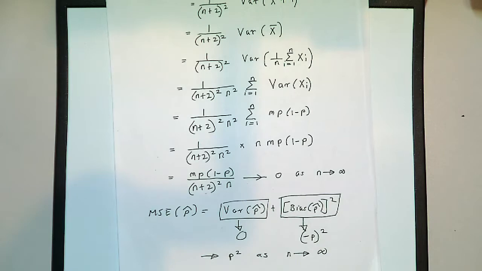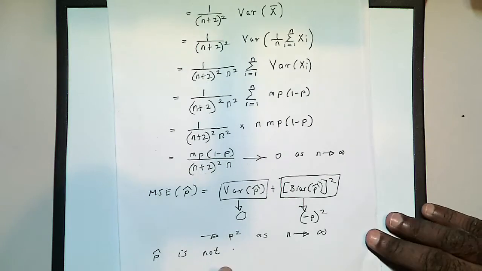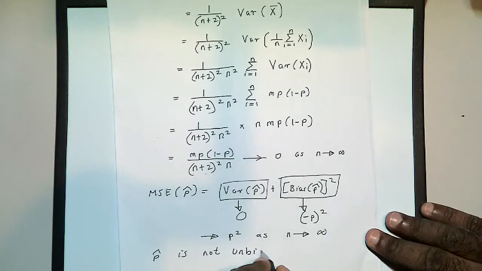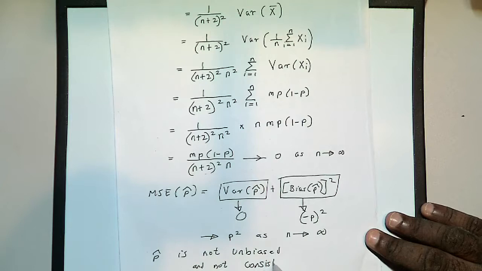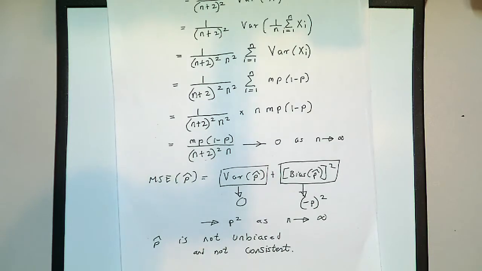Do you get that, guys? So p hat is not, sorry, let me write it down. It's not unbiased and not consistent. So it's not a good estimator at all. Just an example. I'm sure there are ways to construct good estimators, but this is not a good example.